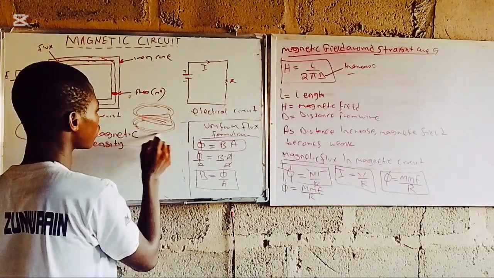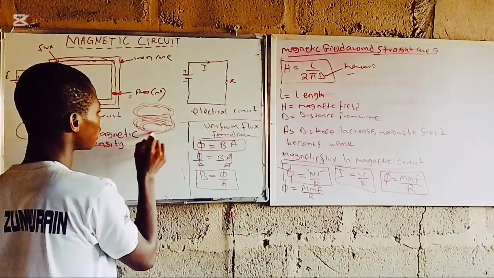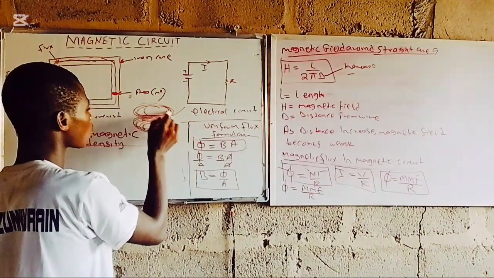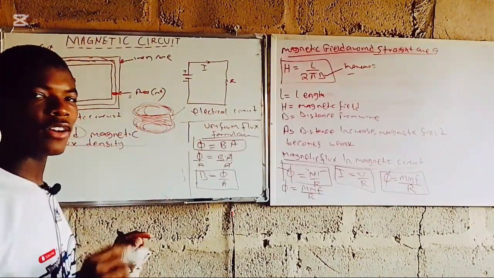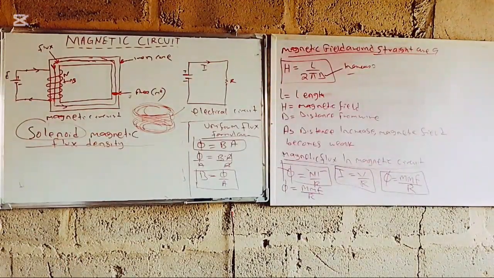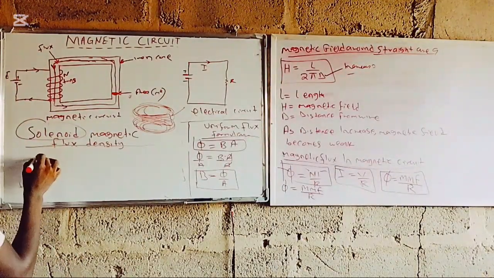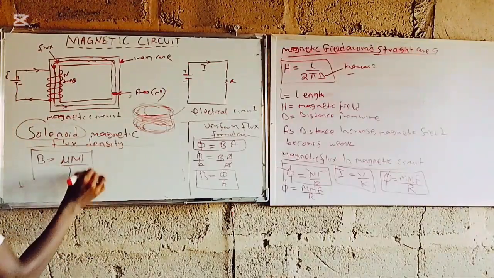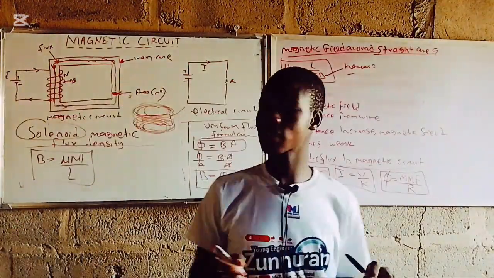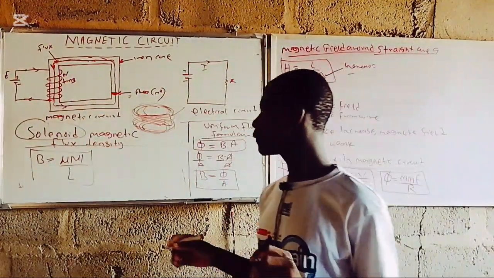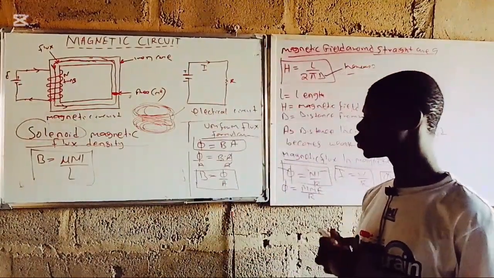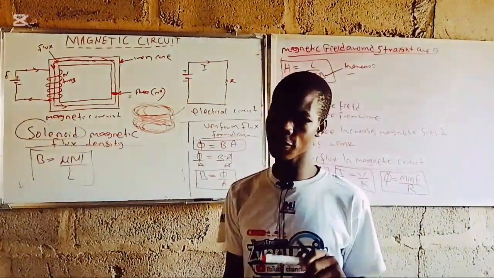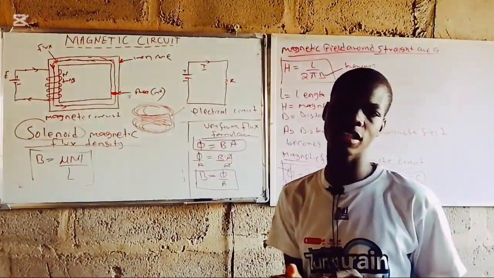Let's say this is a coil of wire, and this is the iron core. So a solenoid is just a coil of wire. The relation of magnetic flux density is B equals mu N I by L. This is a very important relation that you have to know: the magnetic flux density of a solenoid.